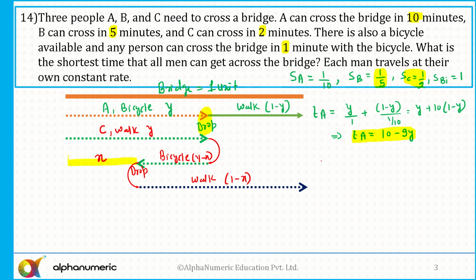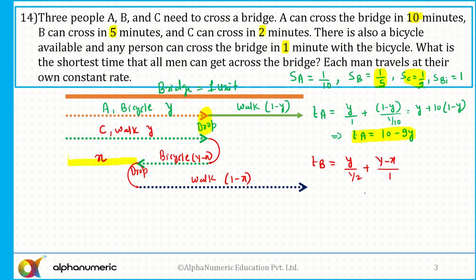So now let's calculate the time taken by B to reach the opposite end. First, he traveled a distance y, walking. With what speed? The walking speed of C, which is 1 by 2. So y upon 1 by 2, plus he traveled the remaining distance while coming back, that is y minus x. With what speed?